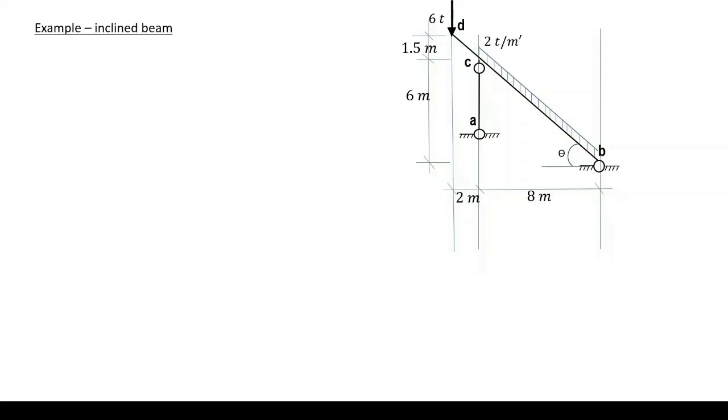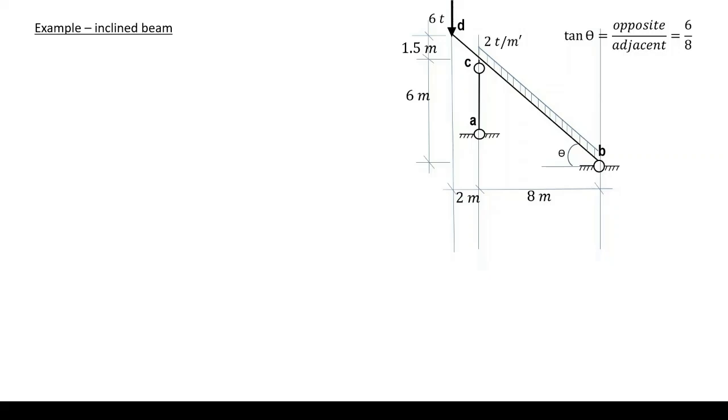Welcome back to our course. Now we will have an example of an inclined beam. The beam DB makes an angle theta with the horizontal. Tan theta equals opposite over adjacent, 6 meters for the opposite, and 8 meters for the adjacent.